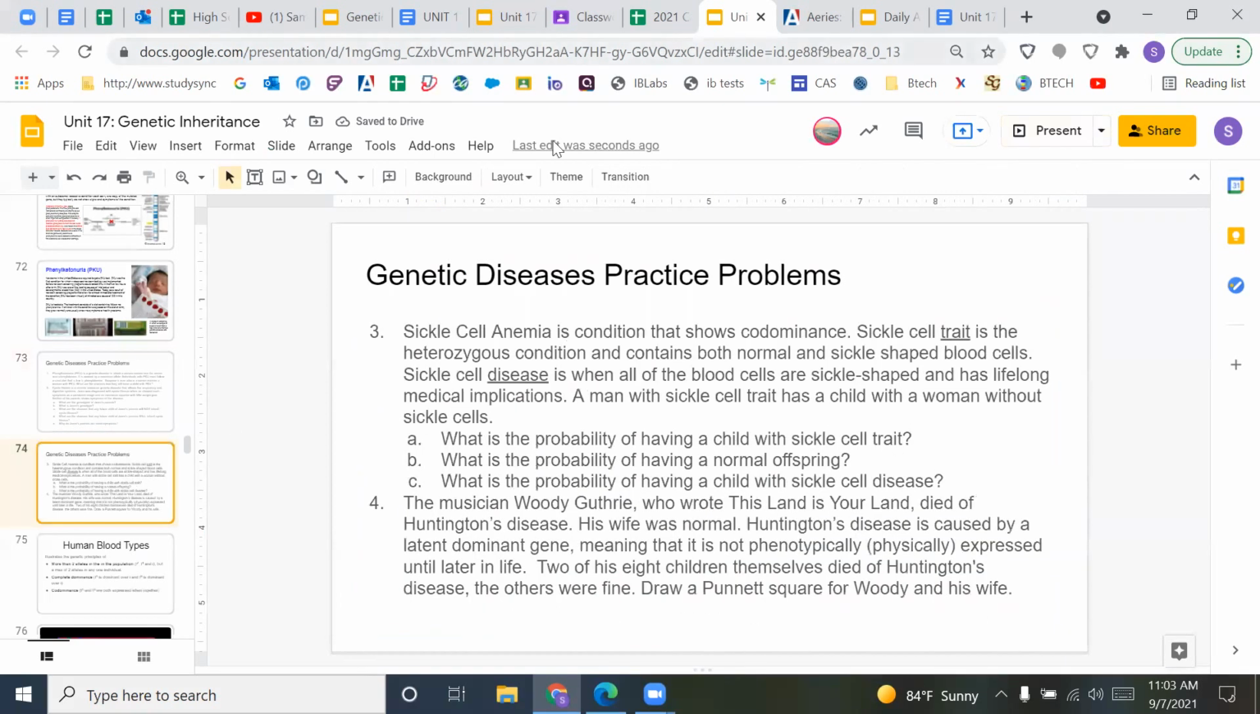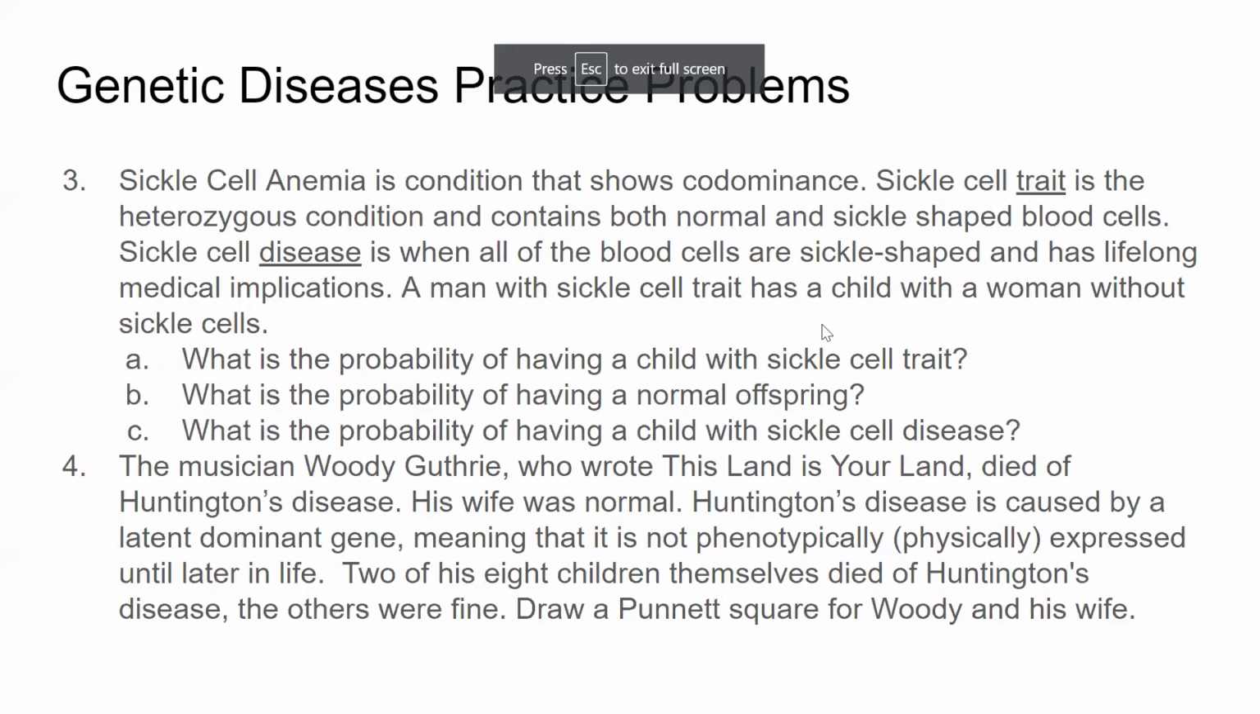Okay, two more. Sickle cell is a condition that shows codominance. So now we're doing codominance, so think about your alleles. Sickle cell disease is when we already know all that. A man with sickle cell trait has a child with a woman without sickle cells. So with this one, can you be heterozygous and not have sickle?